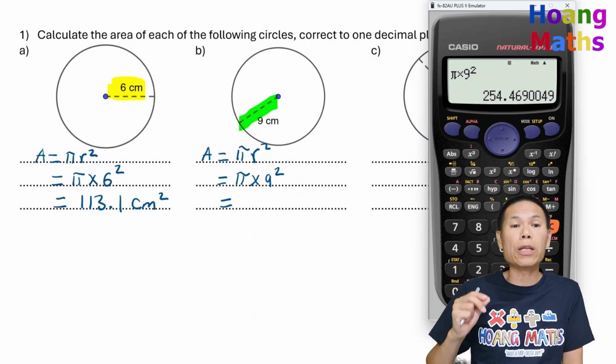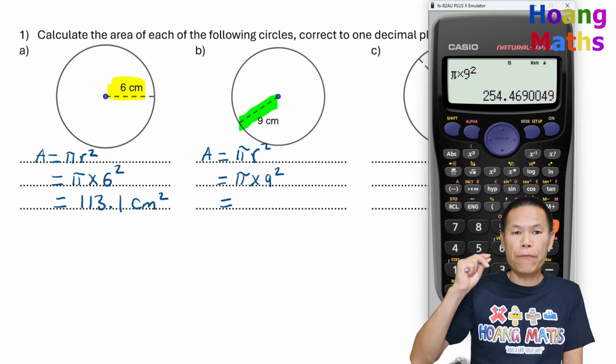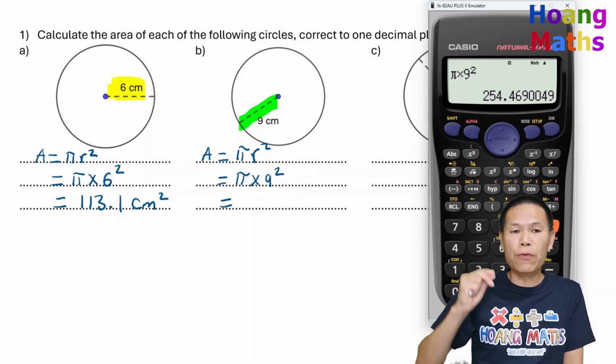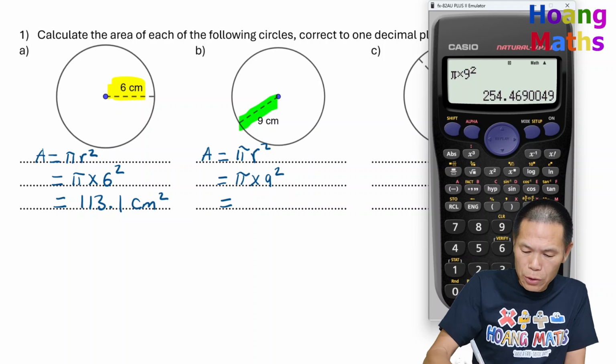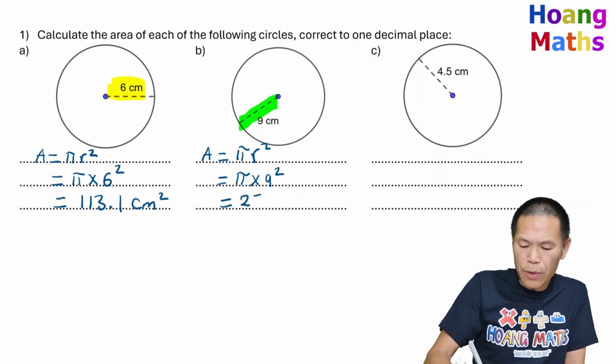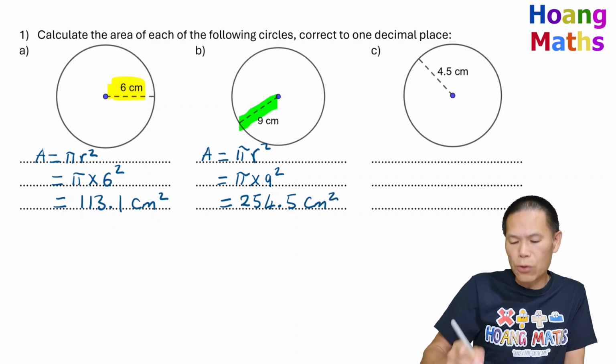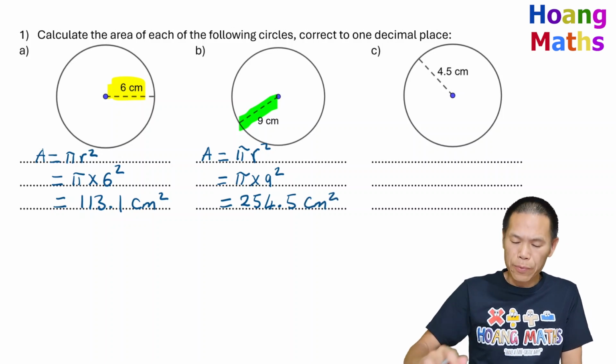So 254.5 square centimeters, because the number after 4 is 6, so greater than 5. So add 1 to 4, becomes 5. 254.5 square centimeters. Do not forget the units, okay?